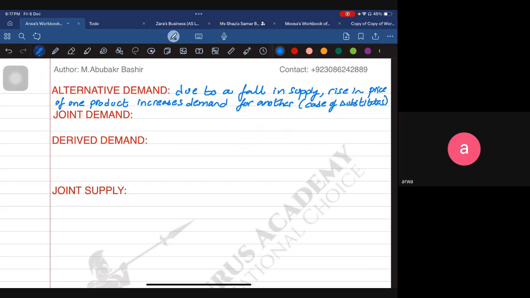Just keep in mind that this is because of a rising supply. Because in the same way, when there was a fall in supply, there was an alternative demand which came up. So here we have due to a rise in supply, and the example is perfectly fine about the cinema tickets and the popcorns. Fall in price of one product.